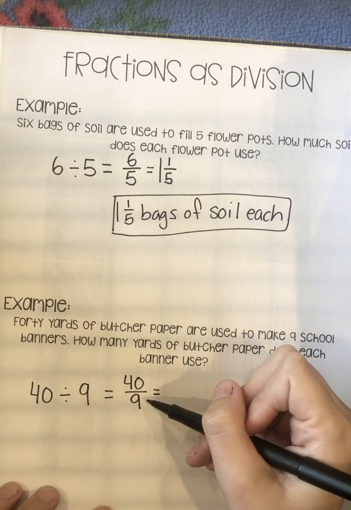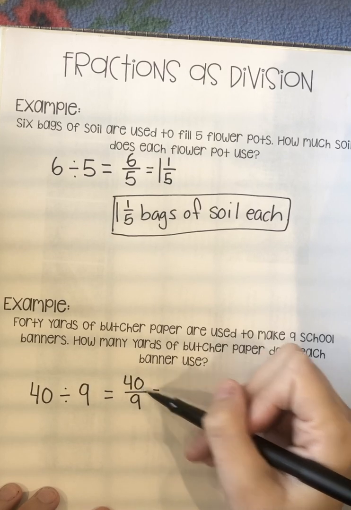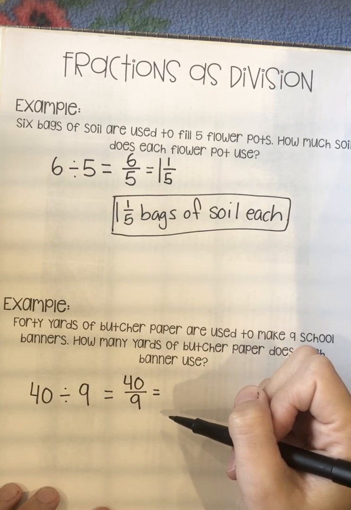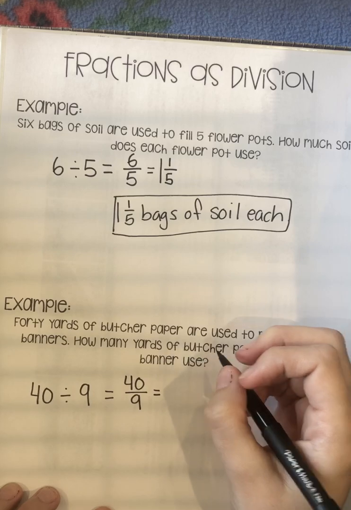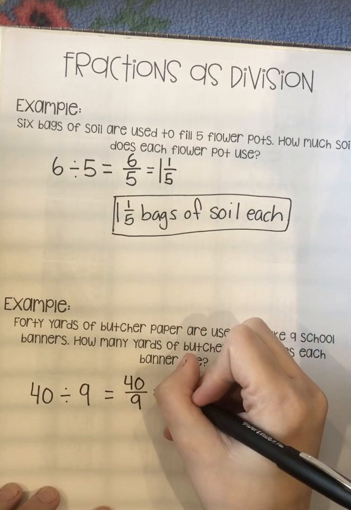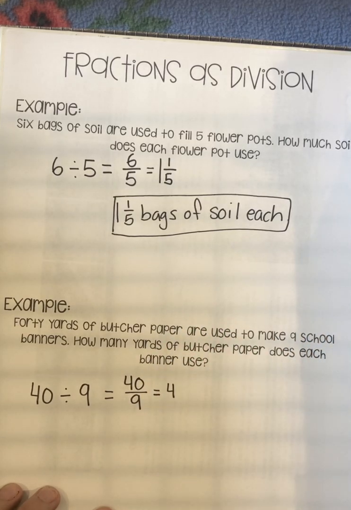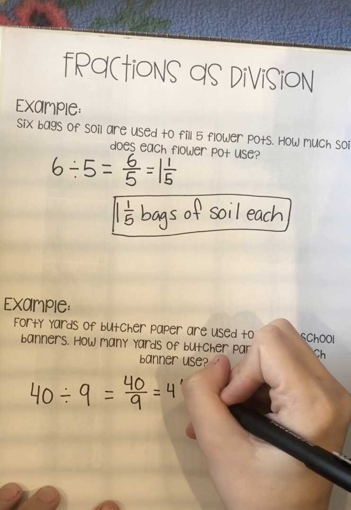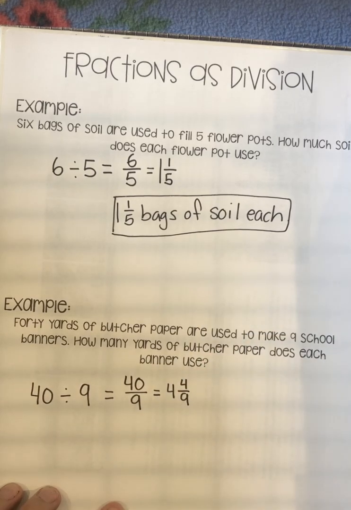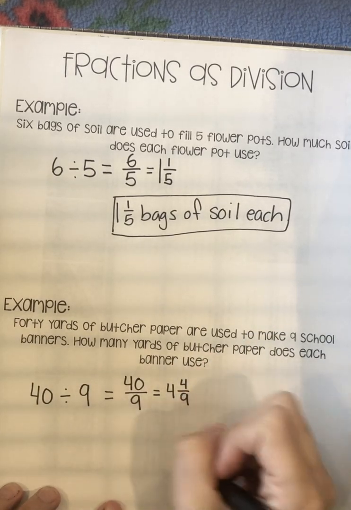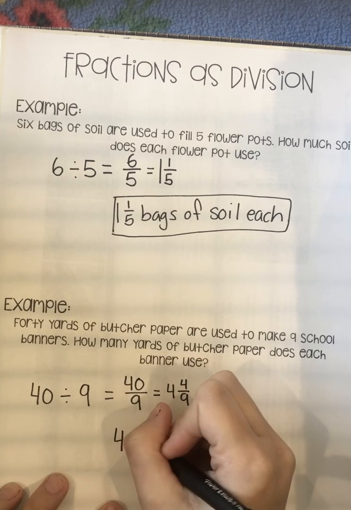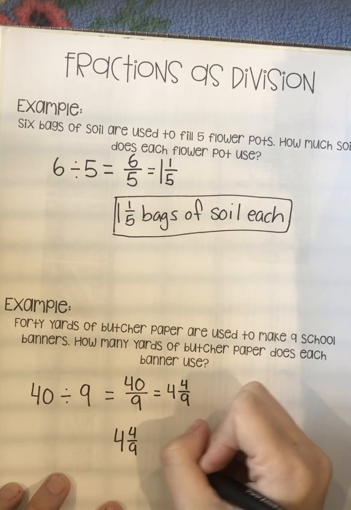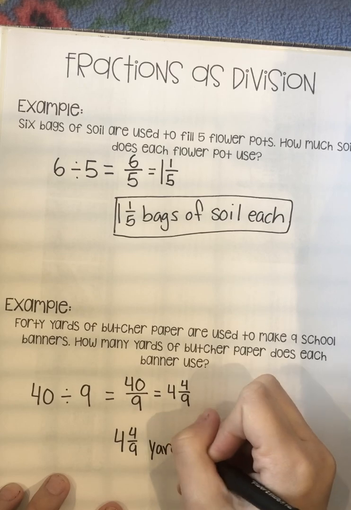So if we were to think of this as division, how many times could 9 go into 40? Well, 9 could go into 40 4 times. Remember, 9 times 4 is 36. And it's going to have 4/9 left over. So each banner will use 4 4/9 yards of butcher paper.